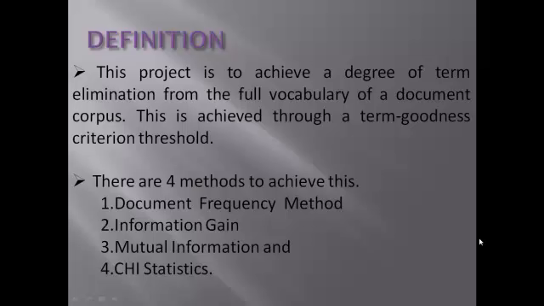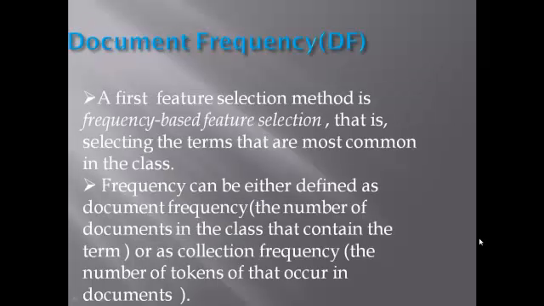This is achieved through a term goodness criterion threshold. There are mainly four methods to do feature selection. One is the document frequency method, second is the information gain method, third is the mutual information method, and fourth is the chi-square statistic method. First is the document frequency method.